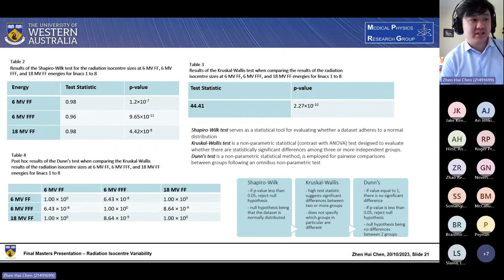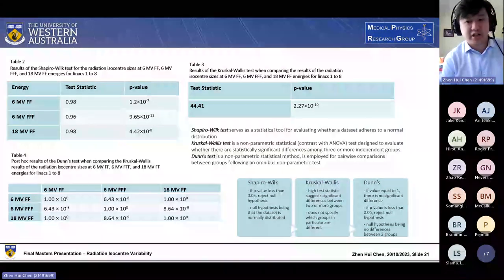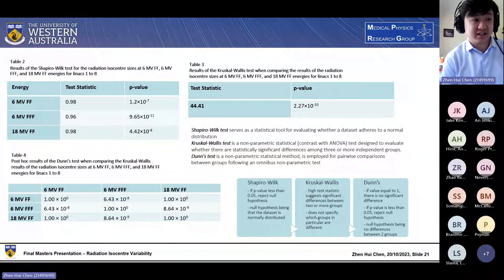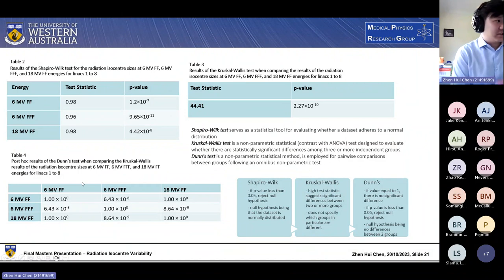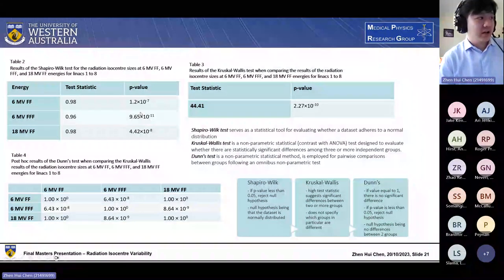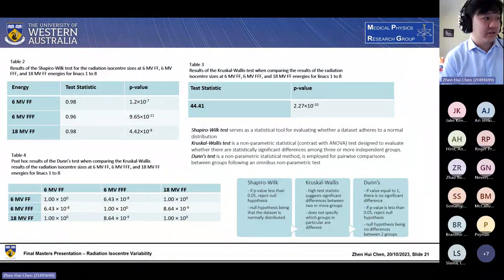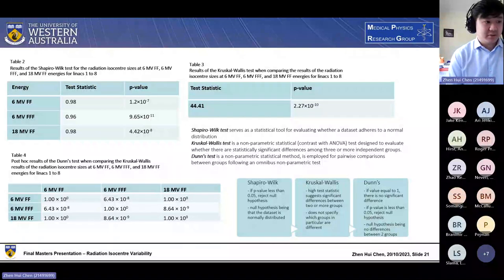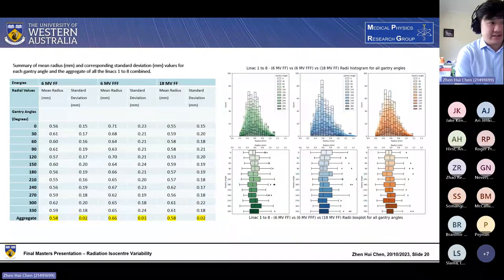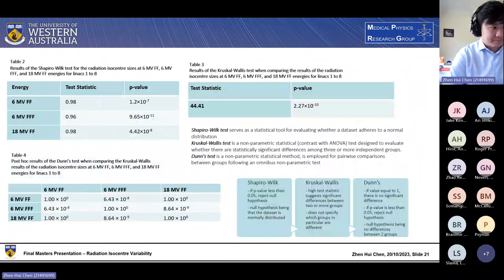If your test were to be a normal distribution, then you would use an ANOVA. And then Dunn's test is just a second non-parametric test to check which group is actually significantly different after doing your Kruskal-Wallis. So for your Shapiro-Wilk test, we can see that all the p-values for all three energies were less than 0.05, and we reject the null hypothesis that the data set is normally distributed, and it's quite obvious that it's not normally distributed.